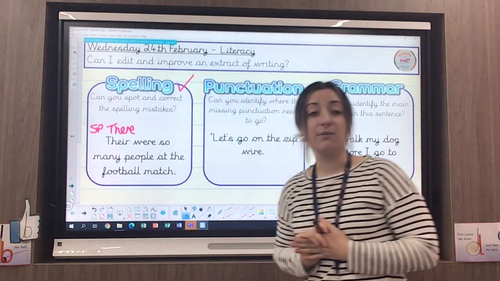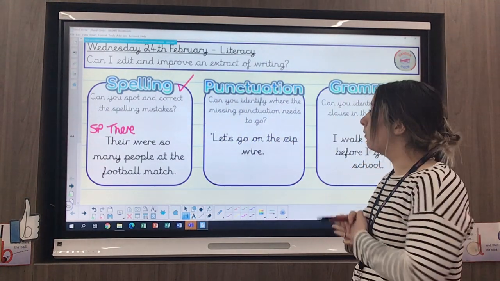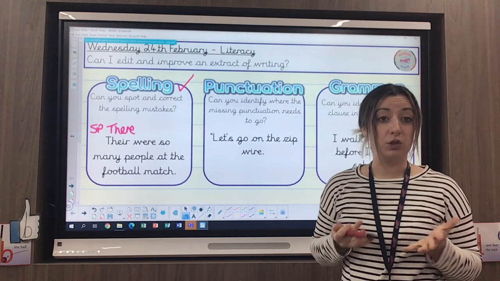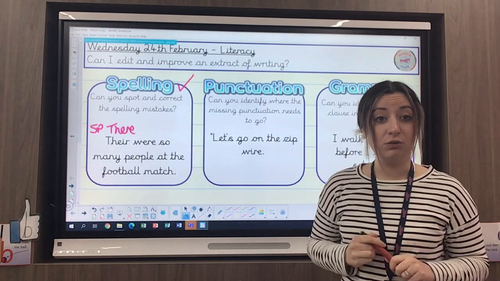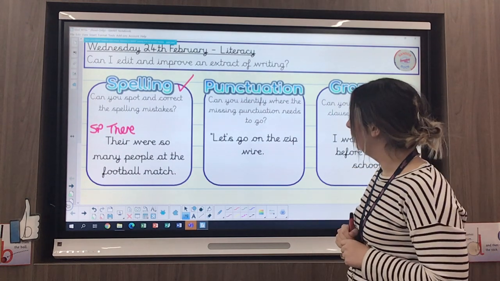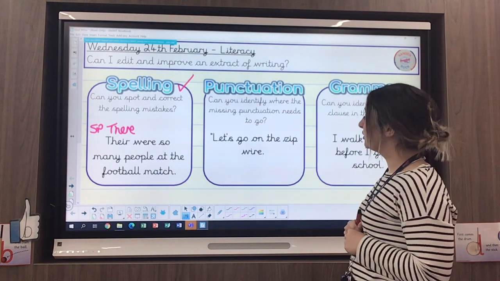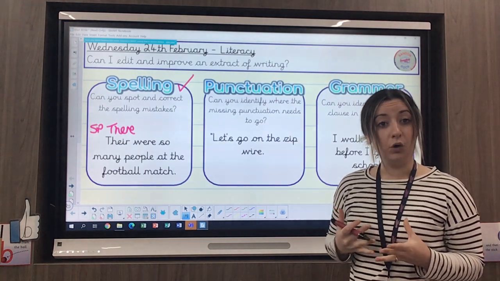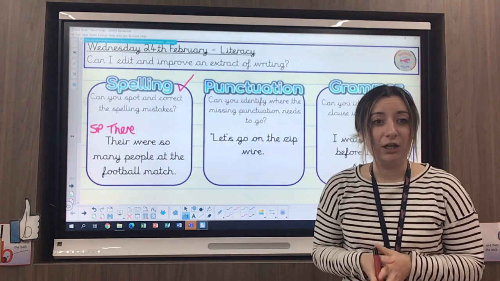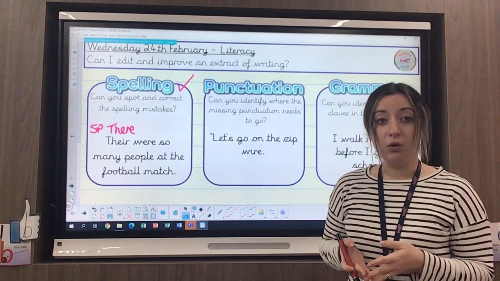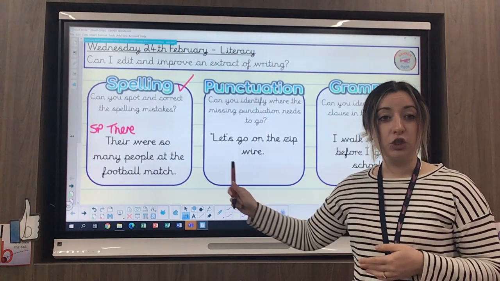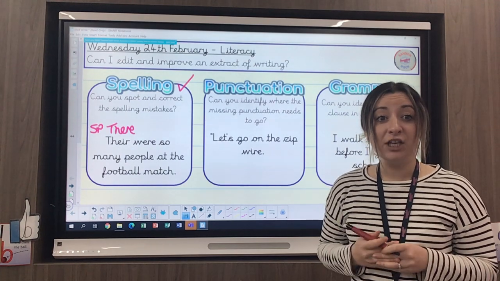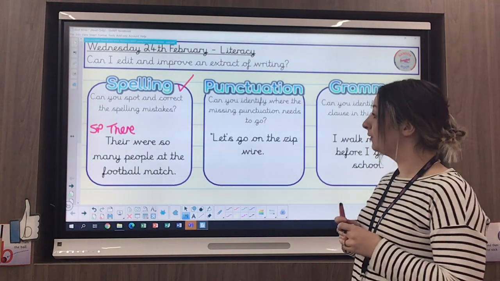Okay, so we're going to move on to our punctuation now. So I want you to see if you can identify where the missing punctuation needs to go. So there's some missing punctuation. Can you spot it before I do? So my sentence says, let's go on the zip wire. And I can tell that somebody's talking, aren't they? What gives me that clue that somebody is talking in this sentence? There's some form of punctuation that tells me that it's speech. Can you spot it at home?